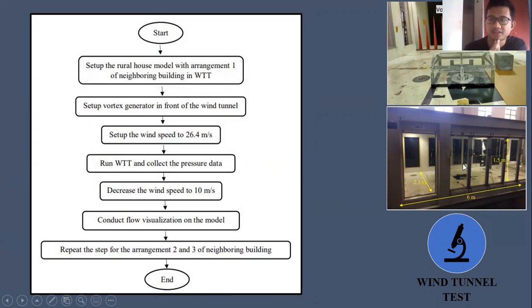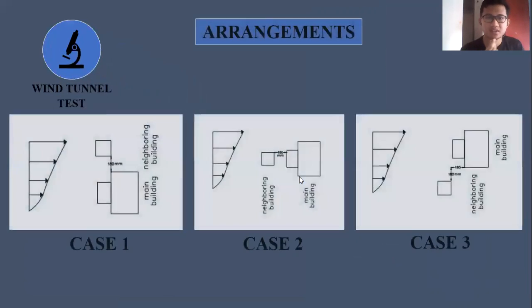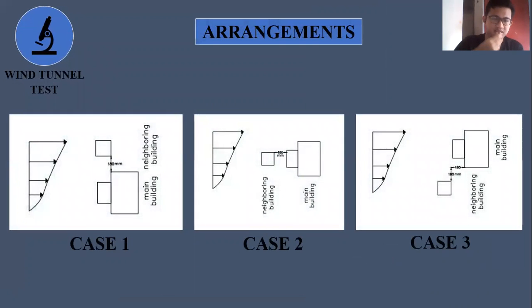Okay, this is the picture of the wind tunnel that has been used in this research. This is the arrangement that has been used. The first case is when the neighboring building is at the side, 150 millimeter at the side of the main building.